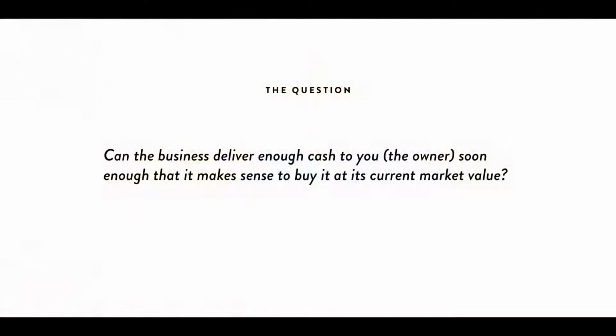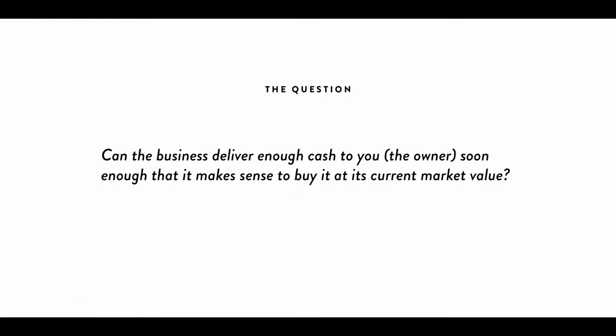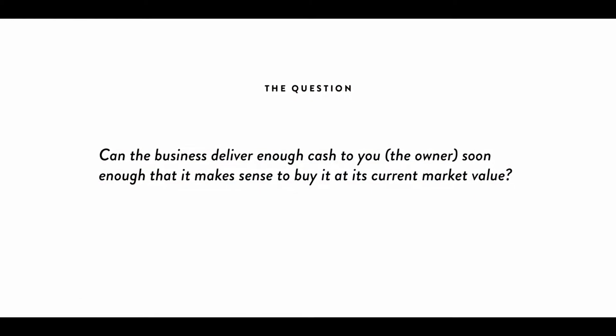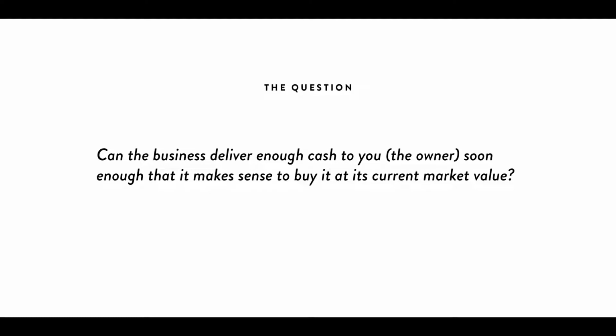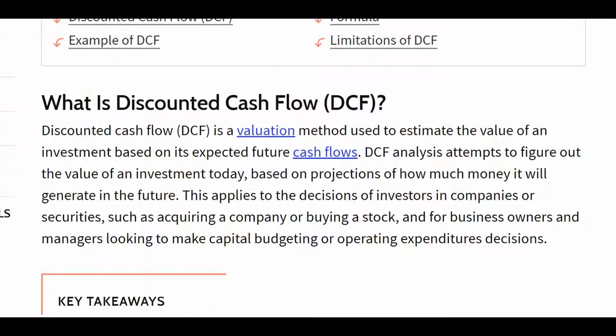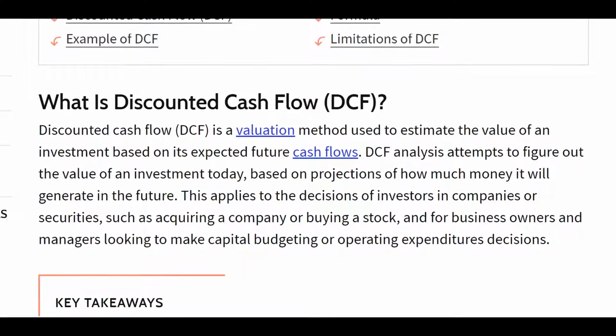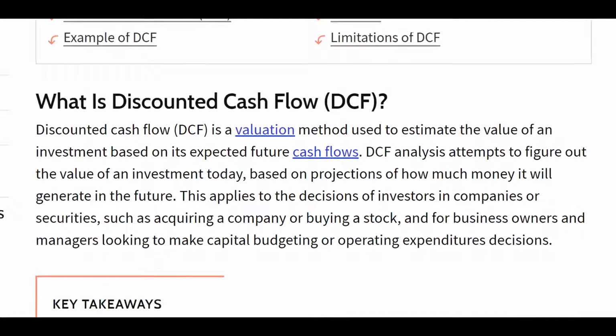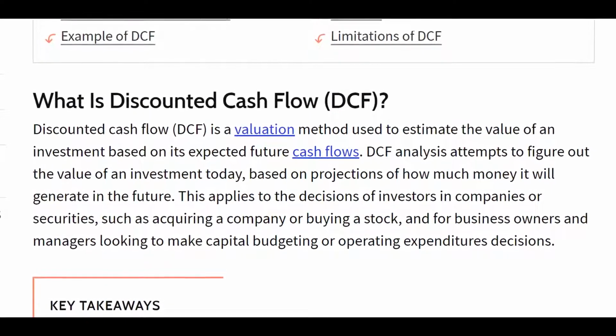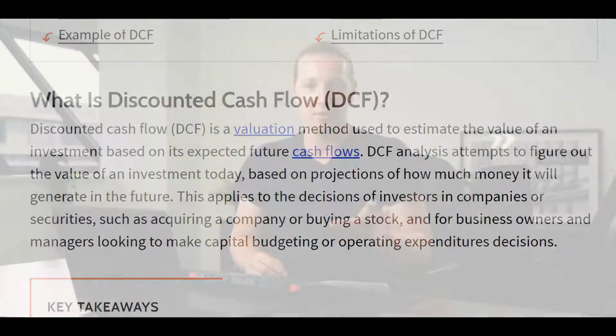So if your company was selling for a market cap of 105 billion, can that business deliver enough cash to you soon enough to make it a sensible investment? That's what it boils down to. And the process we're going to go through to figure that out is called the discounted cash flow analysis. The long way of saying it, as Warren Buffett does, is the discounted present value of all future cash flows. Now that will make more sense in a minute, trust me. So with that said, let's begin.